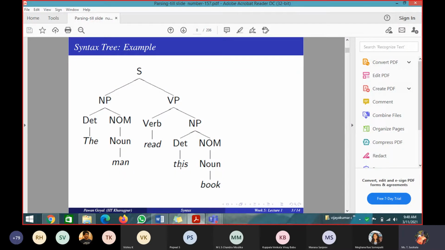Using top-down, you will be starting from the root node S and you will be reaching the leaf nodes, all the words. Whereas in bottom-up parsing, you will be learning parsing to construct the syntax tree. Okay, that I will be teaching you. This is one sample example. I have told you a small tree.